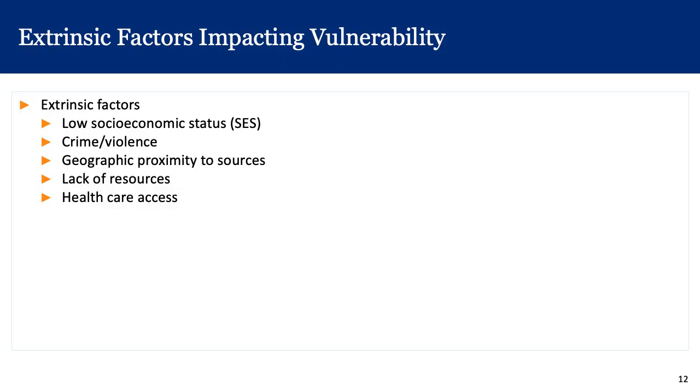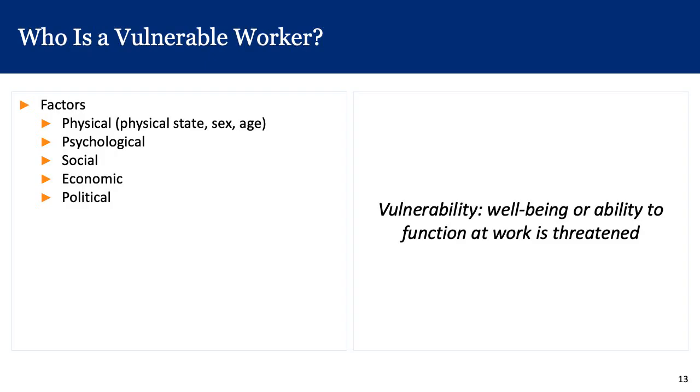Another extrinsic factor is lack of resources. Low-income and communities of color often lack adequate resources, which can impair the capability to prepare for and recover from environmental stressors. Lastly, another extrinsic factor that can impact vulnerability is healthcare access. Lack of access to proper healthcare is prevalent among low-income and communities of color. Now, it's important to note that oftentimes these factors are not mutually independent in many communities. That is, we often see several of these factors in some communities as a result of systemic and structural barriers and racism. So, who is a vulnerable worker?